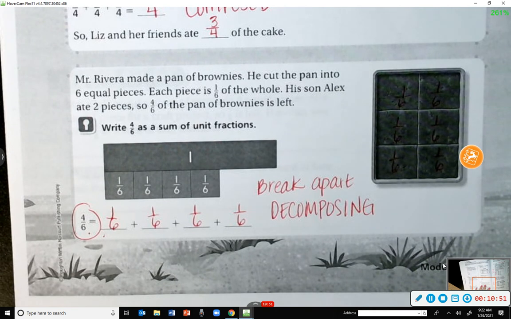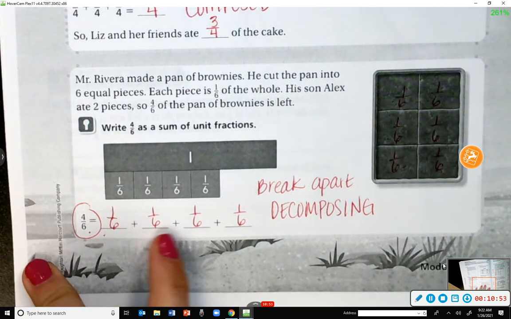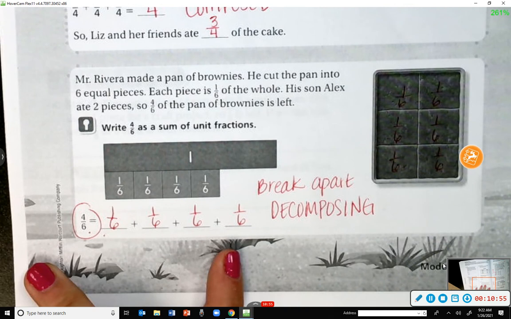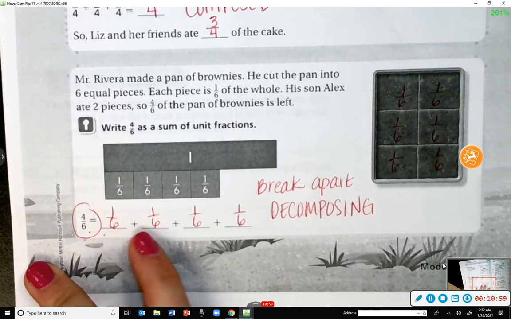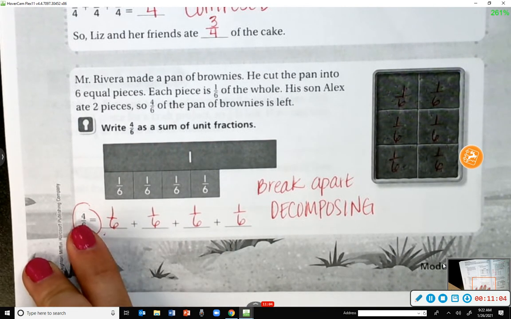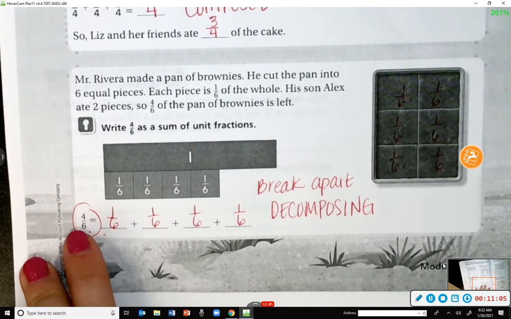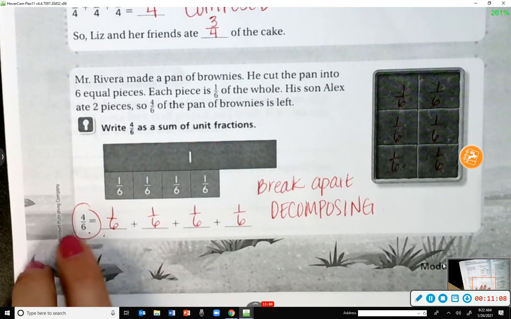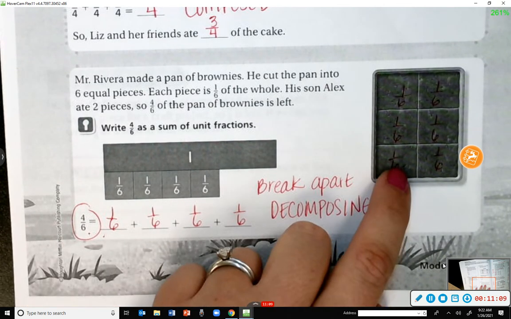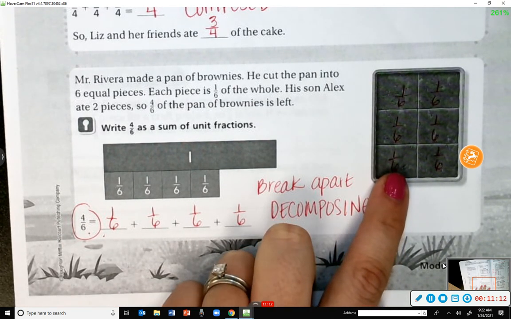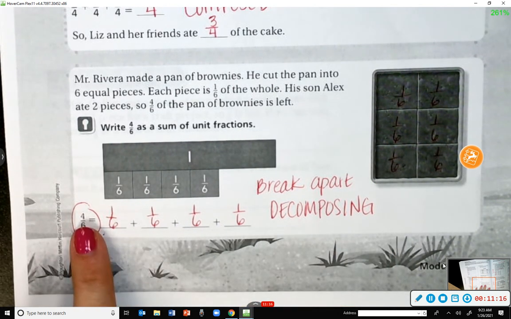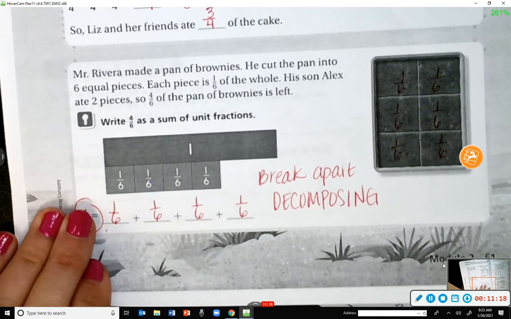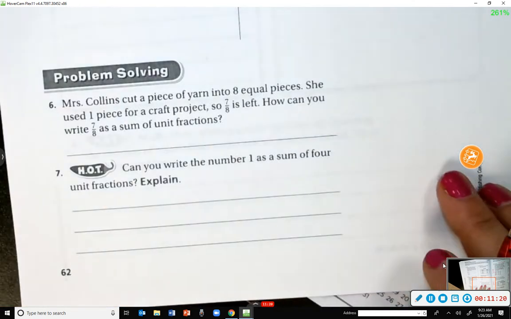You're adding fractions and then you're breaking them apart into smaller unit fractions. Okay? Notice again, we don't add the denominator. We didn't say 6 plus 6 plus 6 plus 6 equals 36 over here. Your denominator stays the same because those pieces are still cut into 6 pieces. Okay? We add the numerators to get 4. Make sense? Okay, let's go to page 62.